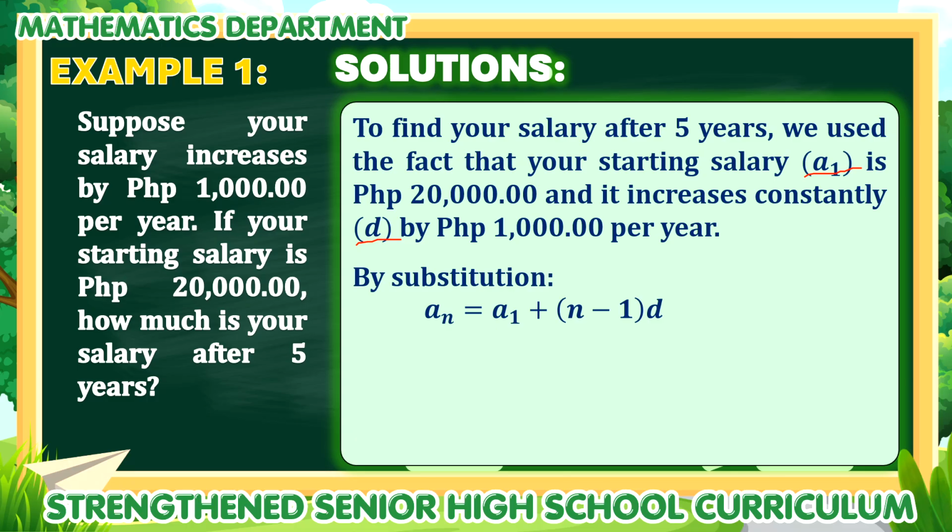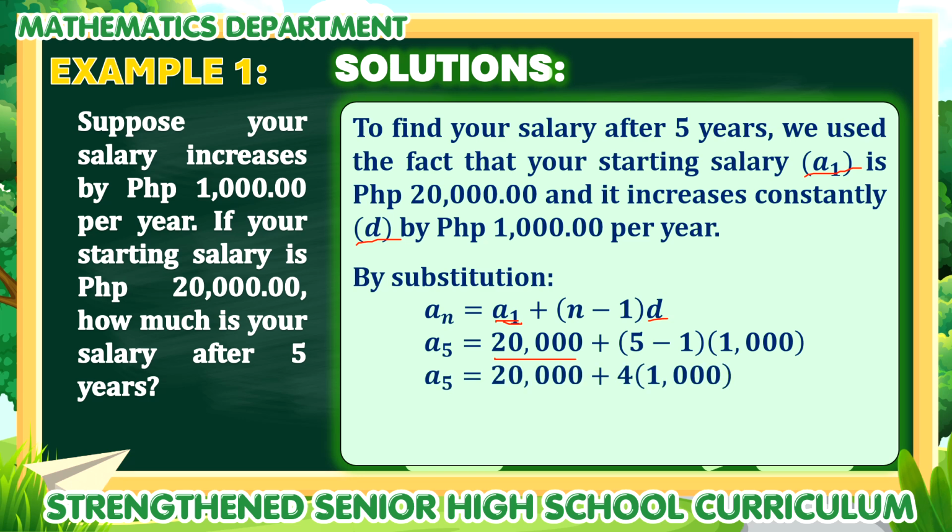So since we are looking for your salary after 5 years, therefore this is a sub 5 is equal to our first term, which is your starting salary, 20,000 pesos, plus 5 minus 1 times our common difference, which is 1,000 pesos. Now, by simplifying this, you will have 20,000 plus 4 times 1,000. Simplifying further, you'll have 20,000 plus 4,000, meaning to say after 5 years, your salary is 24,000 pesos.